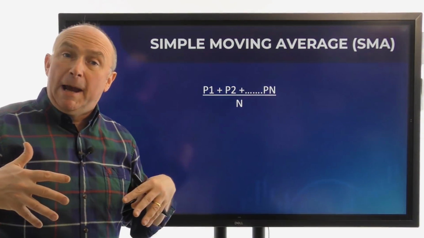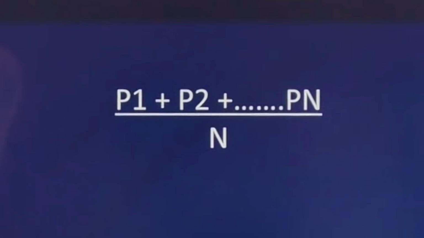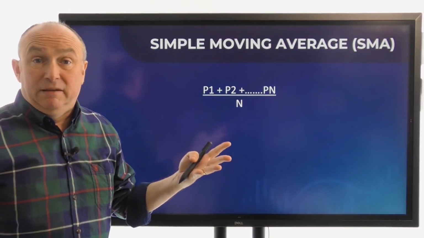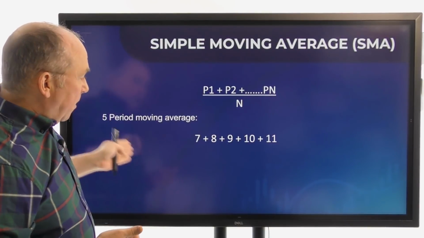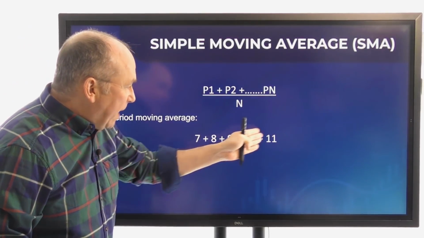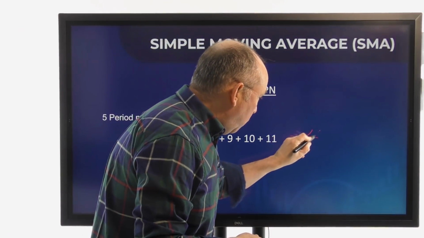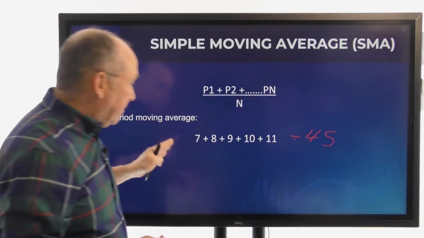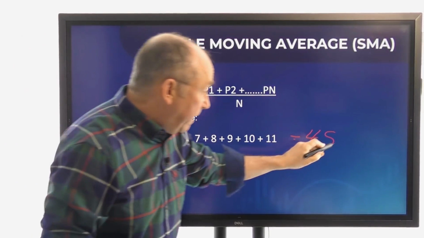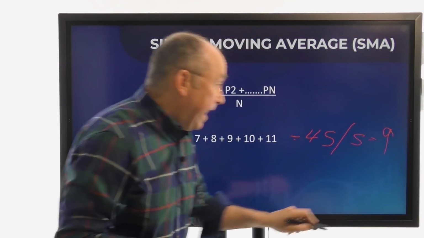Now, for those of you that are not mathematically inclined, don't get too worried about the formula. Basically P1 plus P2 up to Pn divided by n. It's just simply an average. So for example, here we have a 5-period moving average. If you add all these numbers up, you come to 45. If you divide that by the number of entries, in which case there'd be 5, it would give you a moving average of 9.